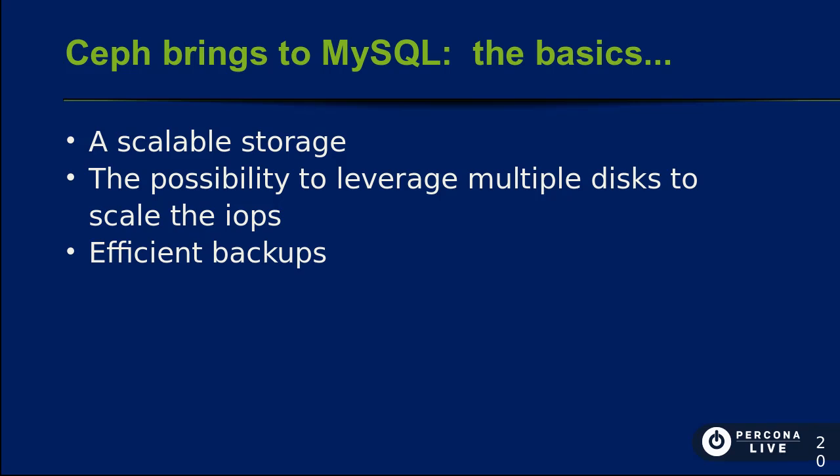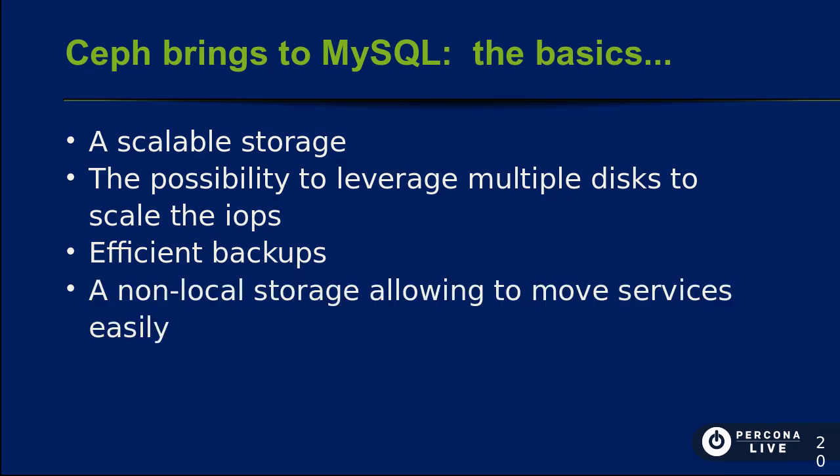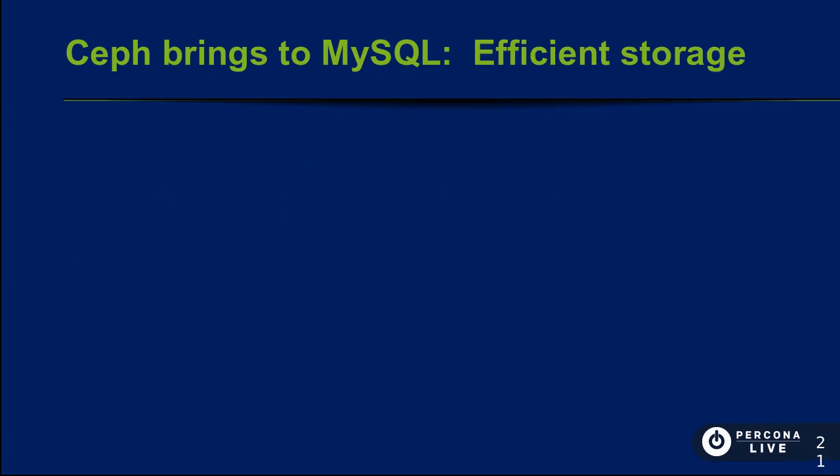It's very efficient for backups. You snapshot and clone, so it's very, very quick and efficient. It allows you to move a database from one node to another, like what you would do with an OpenStack virtualized environment. But all those are basically what you can do with iSCSI also. It's very similar in principle. So in terms of storage, it's very efficient.